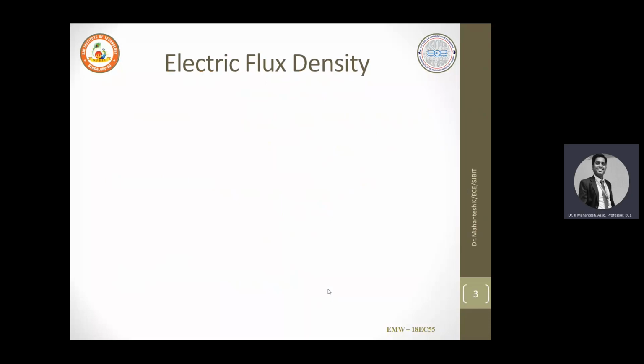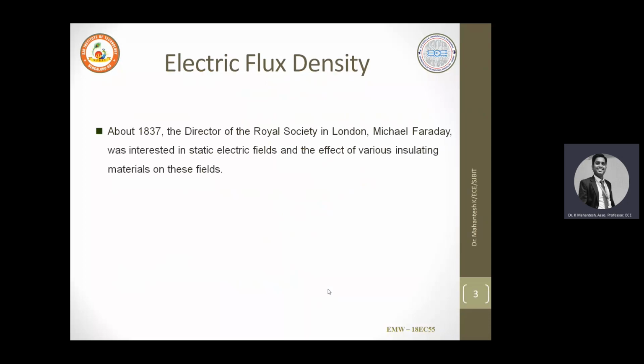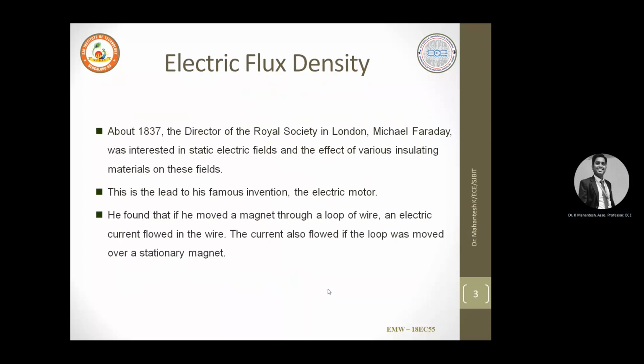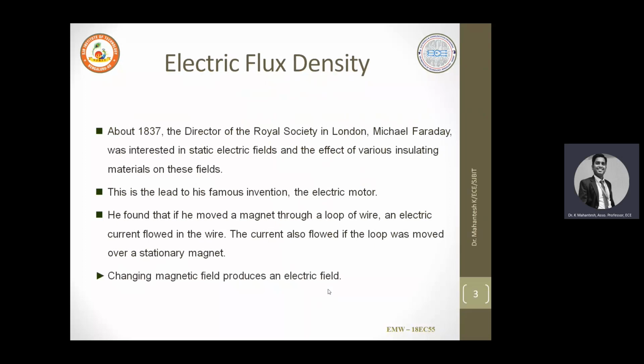Long back around 1837, the director of the Royal Society in London, Michael Faraday, was interested in static electric fields and the effect of various insulating materials on these fields. This led to his famous invention, the electric motor. He found that if he moved a magnet through a loop of wire, an electric current flowed in the wire. The current also flowed if the loop was moved over a stationary magnet. So we can conclude that a changing magnetic field produces an electric field.